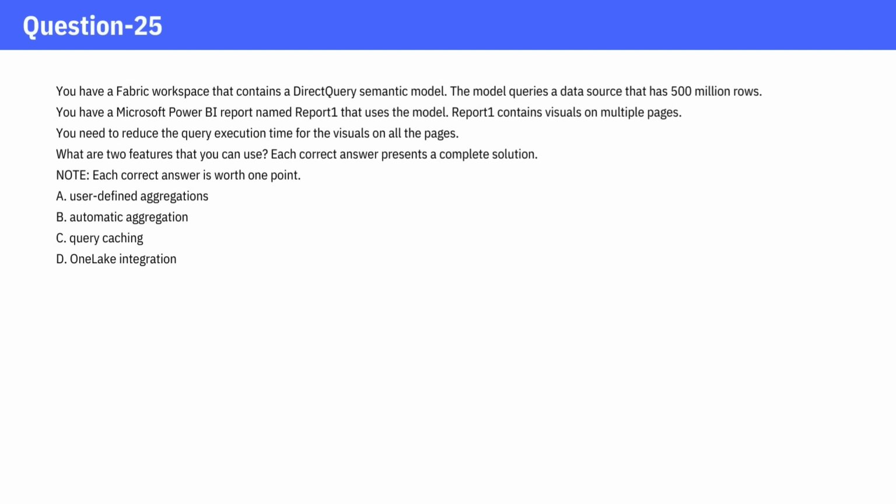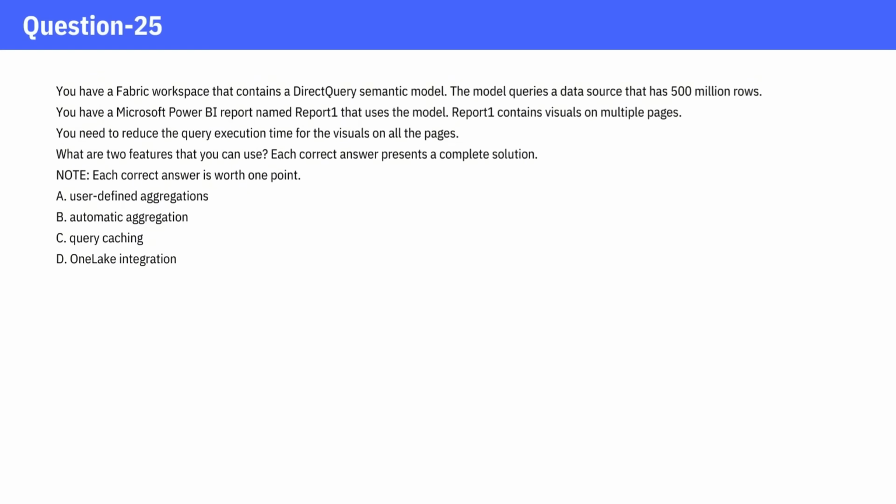Question 25. You have a Fabric workspace that contains a direct query semantic model. The model queries a data source that has 500 million rows. You have a Microsoft Power BI report named Report 1 that uses the model. Report 1 contains visuals on multiple pages. You need to reduce the query execution time for the visuals on all the pages. What are two features that you can use? Each correct answer presents a complete solution.